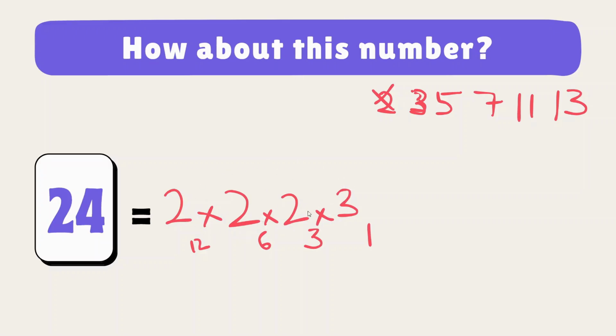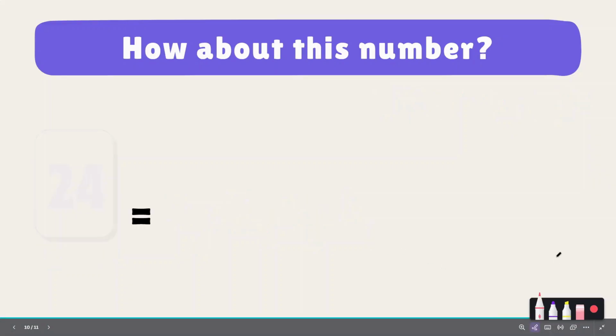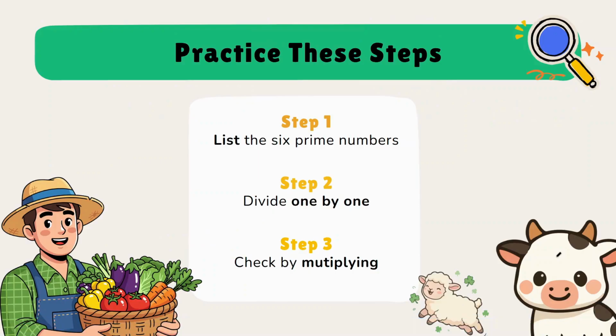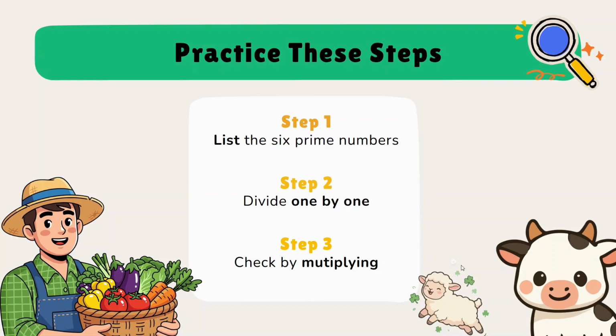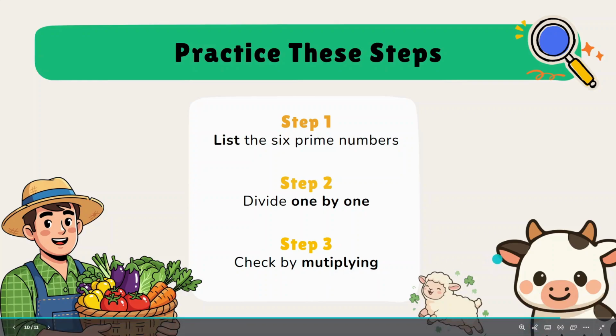If you don't know how to do this, you're going to get stuck. So please practice these steps. Step 1, list the 6 prime numbers. Don't skip. Divide by 2 first. Keep dividing by 2 until you can't, then divide by 3. Keep dividing until 1, and so on and so forth. And lastly, remember to check. Check by multiplying. Very good.